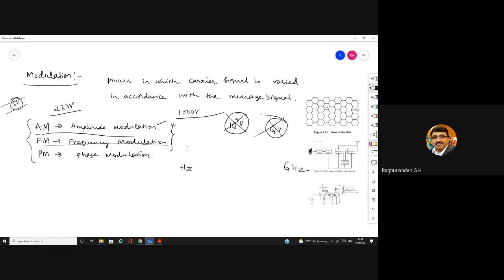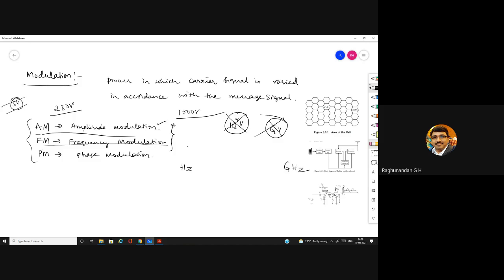So based upon that, if they have more frequency range, they can accommodate more customers, more subscribers. If they have less frequency bandwidth, they can accommodate only fewer subscribers. That's why private companies try to acquire more spectrum. That's why they bid, and it is very costly.